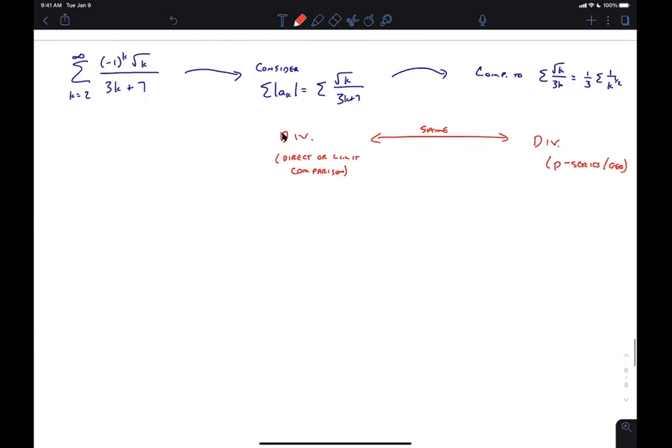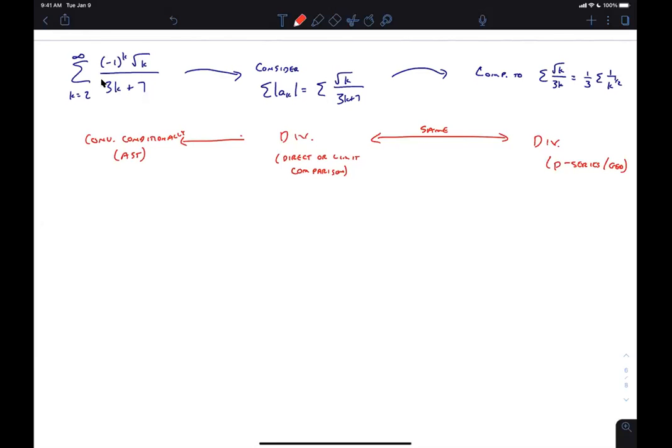Then you go back, and as long as the sequence here goes to 0, meaning the non-alternating part, the square root of k over 3k, that goes to 0, then this is going to converge conditionally by the alternating series test, okay? Because the absolute value diverged and the sequence went to 0. So square root of k over 3k goes to 0.